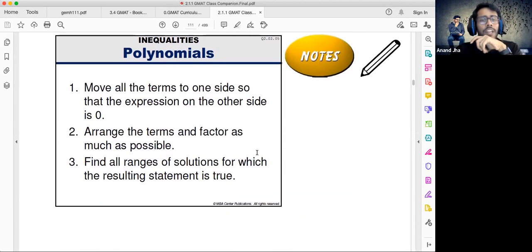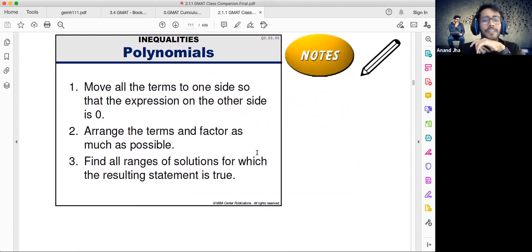I told you, for inequality polynomial, move all the terms to one side so that the expression on the other side is 0. Arrange the terms and factor as much as possible. Any equation, whether it's a linear equation or a quadratic equation, always try to factor it if you can, take something common out of it.